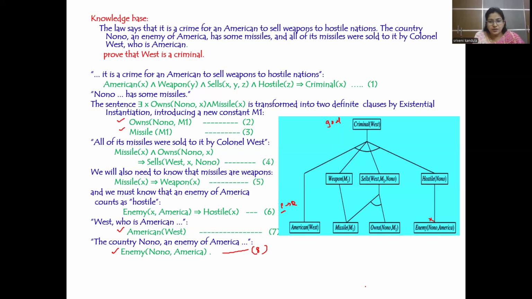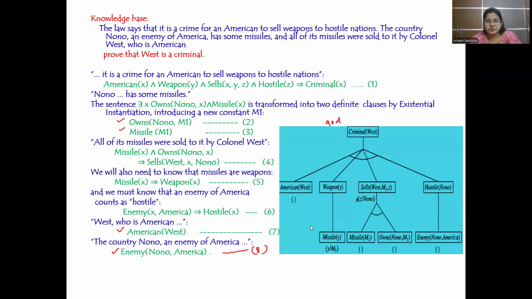Just give me a moment. I will just write down the substitutions for you. So here I have noted down all the substitutions for you.